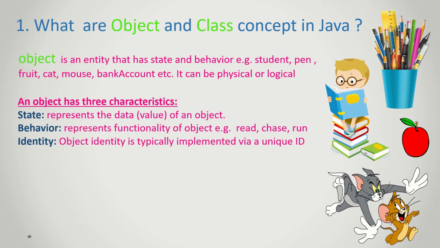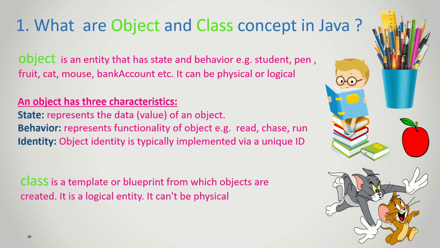An object has three characteristics. First is the state, which represents the data of an object. Second, the behavior, which represents the functionality of the object. And third is the identity. Identity is typically implemented via a unique ID and it won't be visible to the external user.